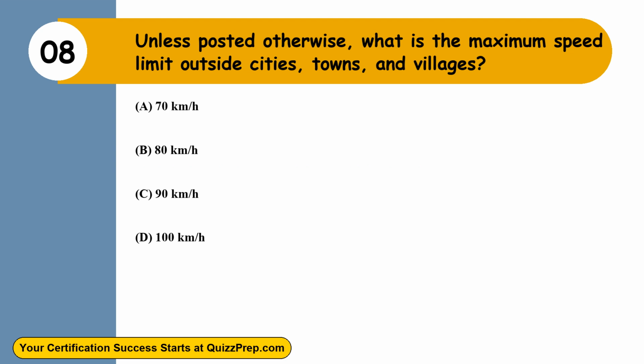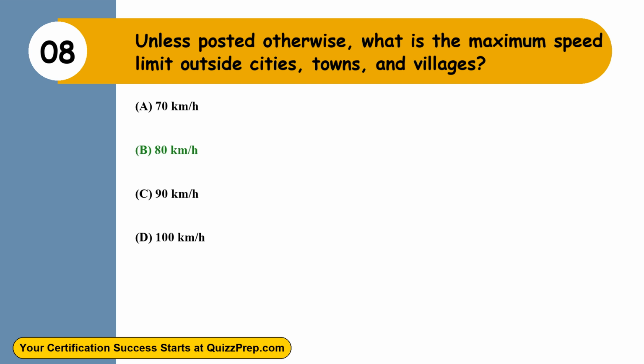Question 8. Unless posted otherwise, what is the maximum speed limit outside cities, towns, and villages? Option A, 70 km/h. Option B, 80 km/h. Option C, 90 km/h. Option D, 100 km/h.